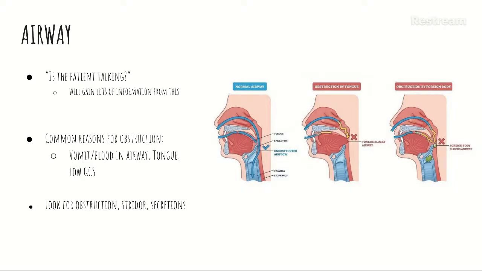And what you want to do when you're starting this station is make it obvious that you're looking to see if the airway is open. So by asking the question, you're ticking that box basically, and then you make it obvious that you're looking for signs of obstruction. You can actually look in the patient's mouth, listening out for any stridor or any secretions as well.